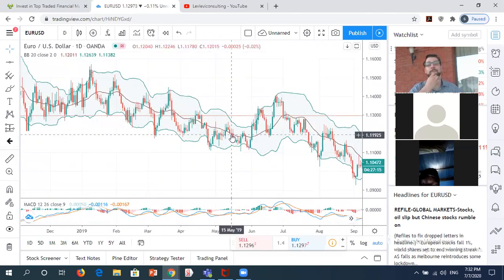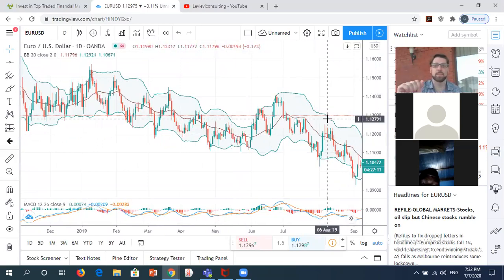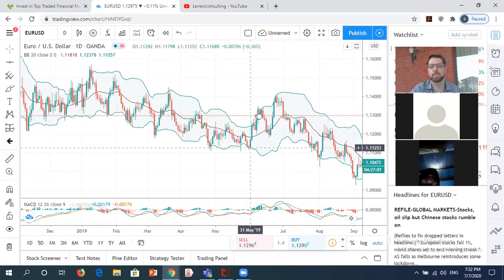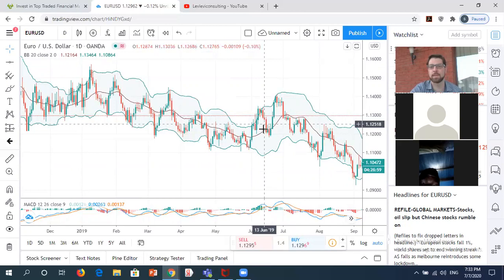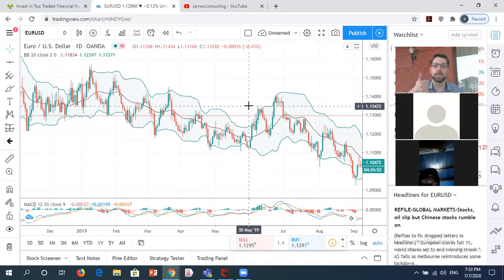But as I said, this is not 100%. Not every time it happens like this. For example, here it arrives at the upper line and it reverses, but doesn't come down to the lowest point of the Bollinger Band, and it reverses at its moving average. Okay, and that's why we need different types of indicators also.